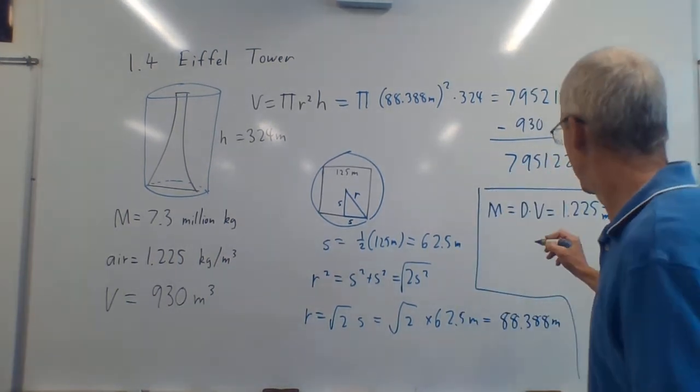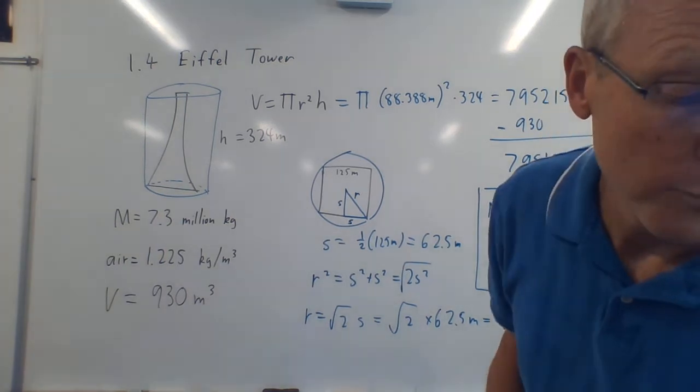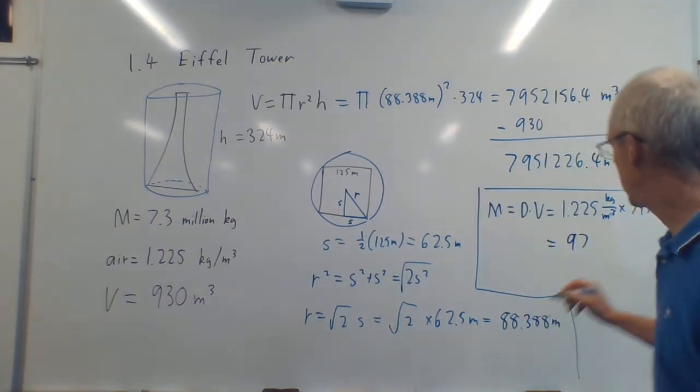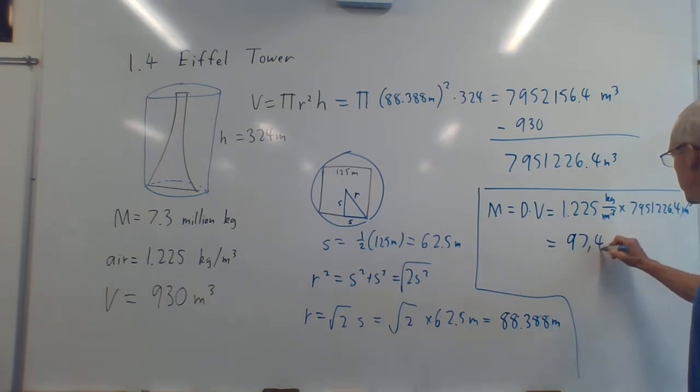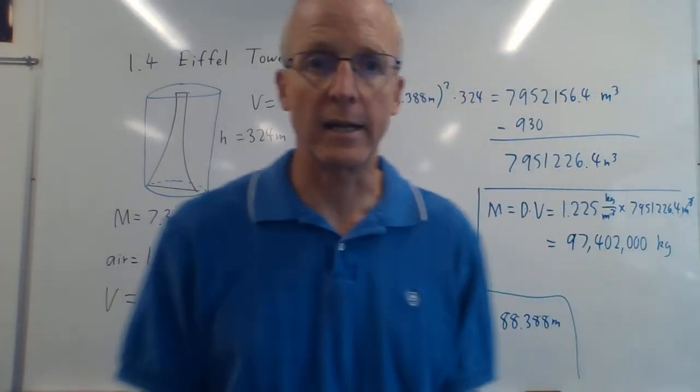So finally we multiply that times 1.225, and we get 97,402,52-something. I'm going to round off. So it's about 97,402,000 kilograms roughly. Okay, so the air weighs a little over 97 million kilograms inside our box.